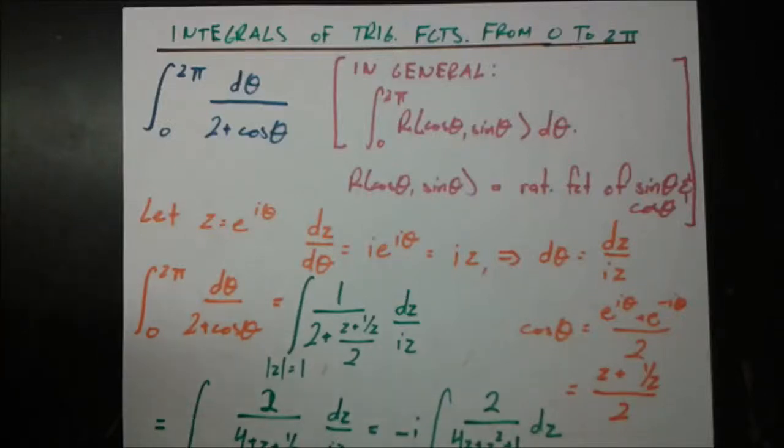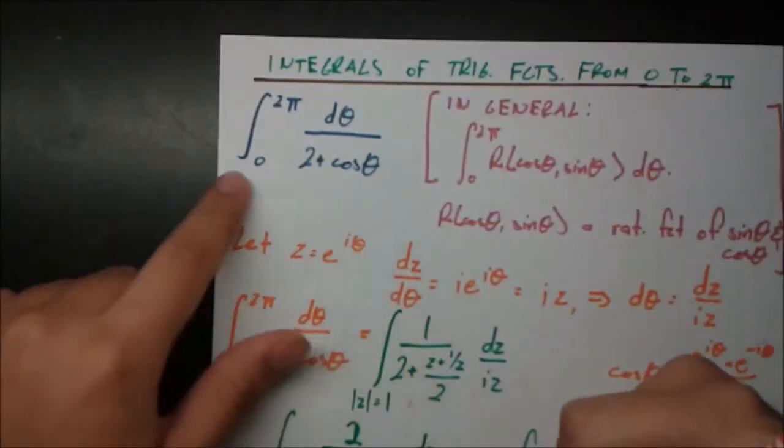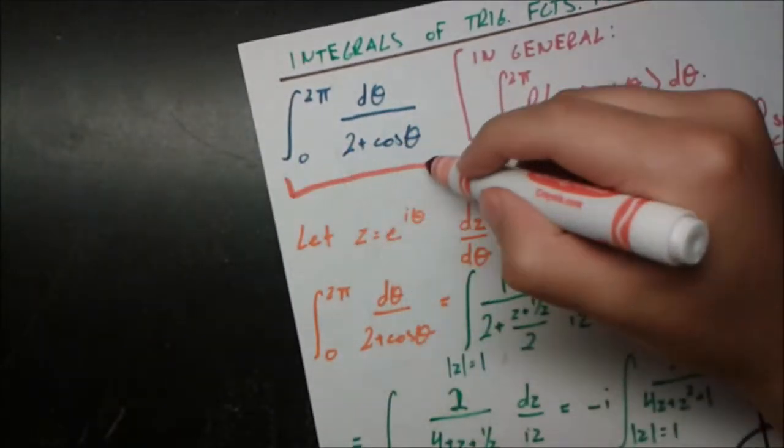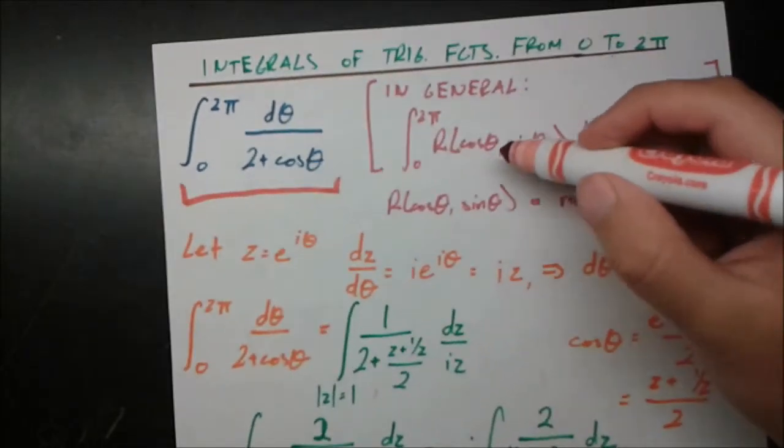In this video, we'll be discussing integrals of trigonometric functions from 0 to 2 pi. So these integrals differ from the ones we've done before, mostly in their limits. So here's an example. This is the example we'll be working out in this video to show how it's done, but in general, they look like this.